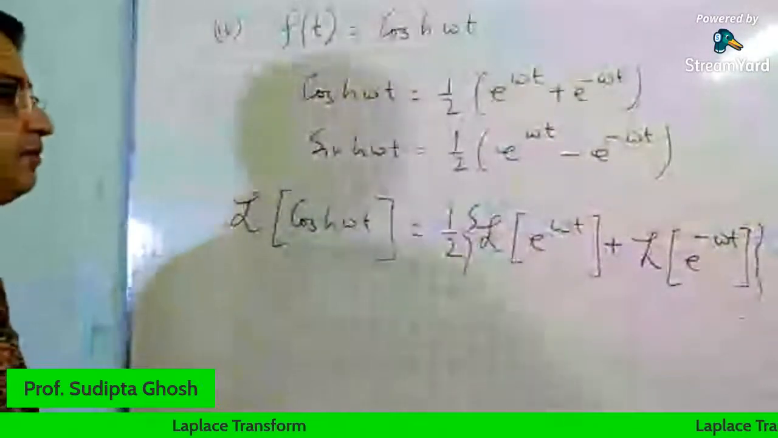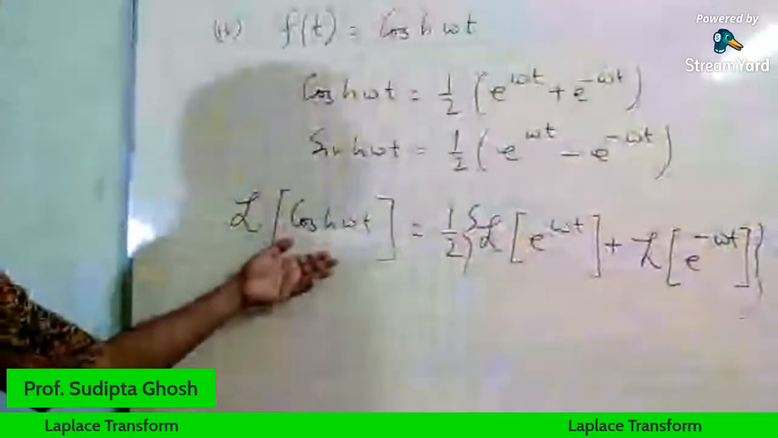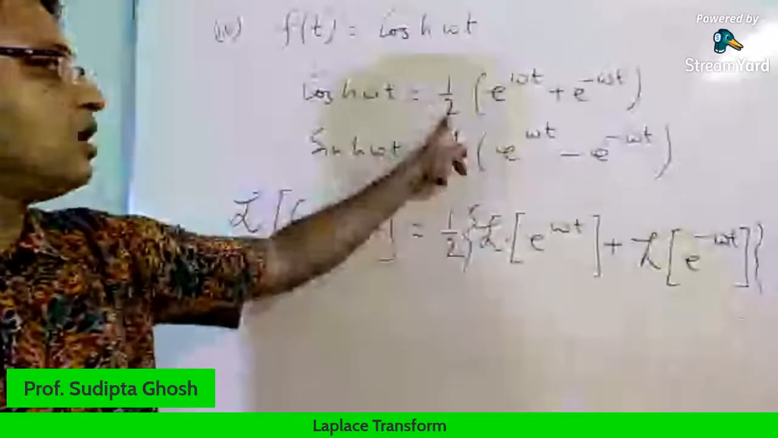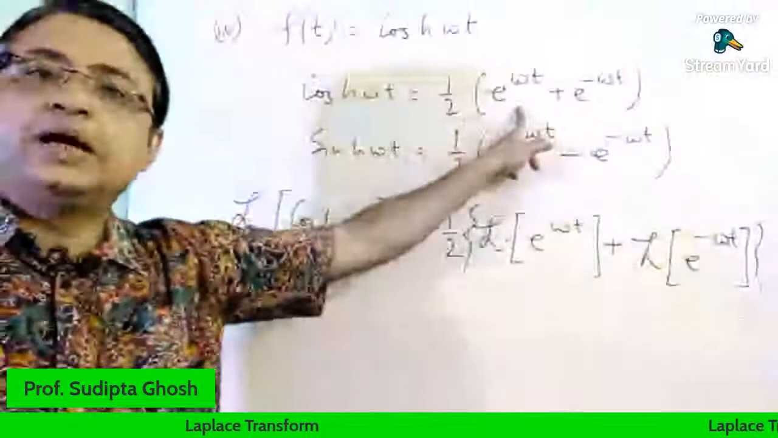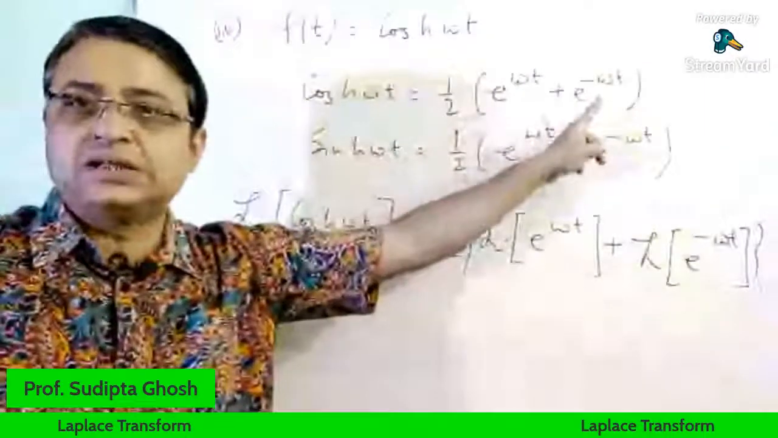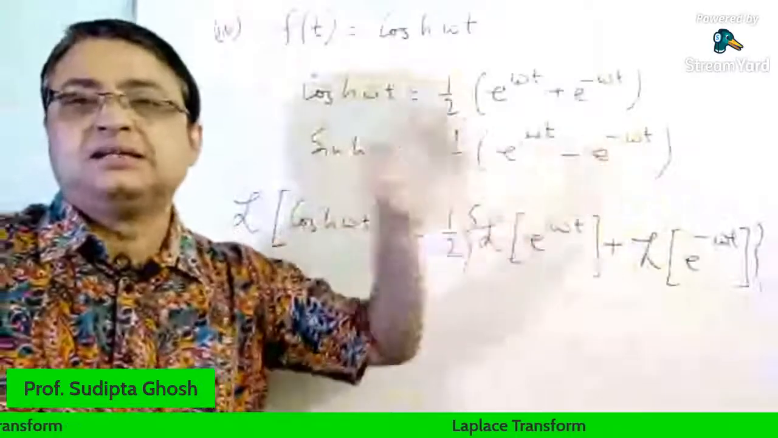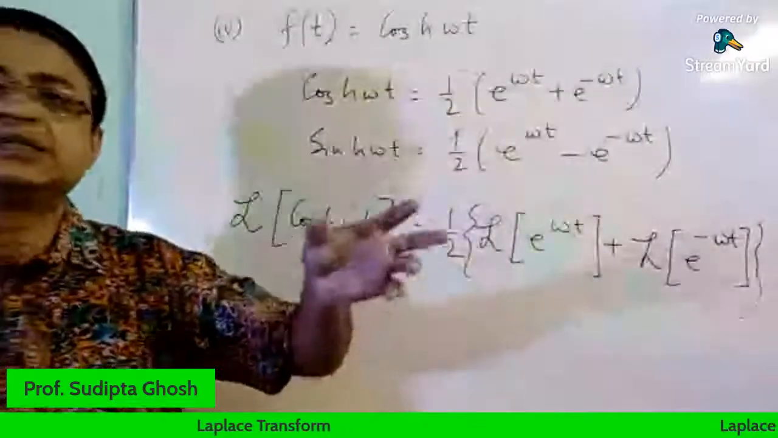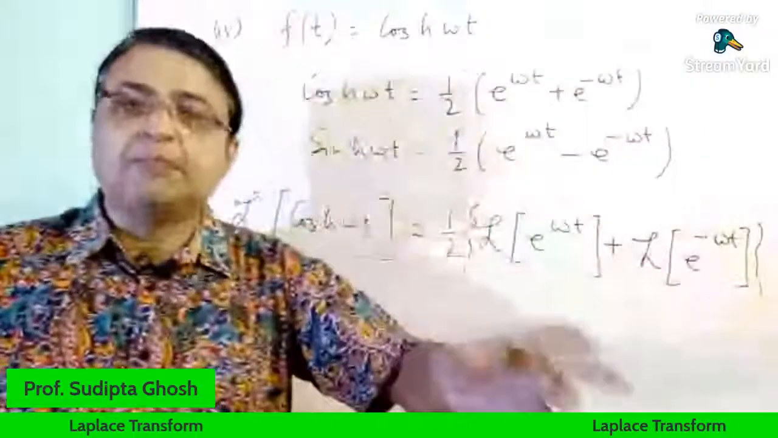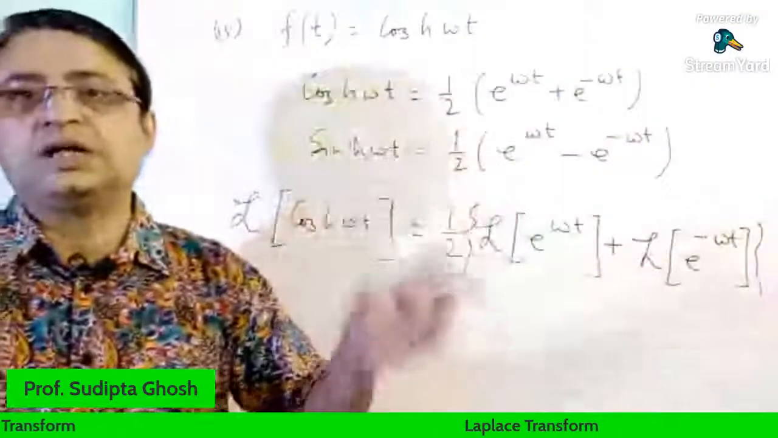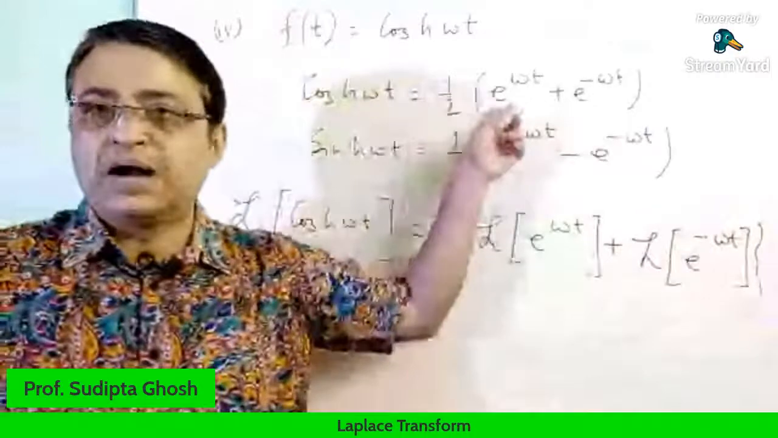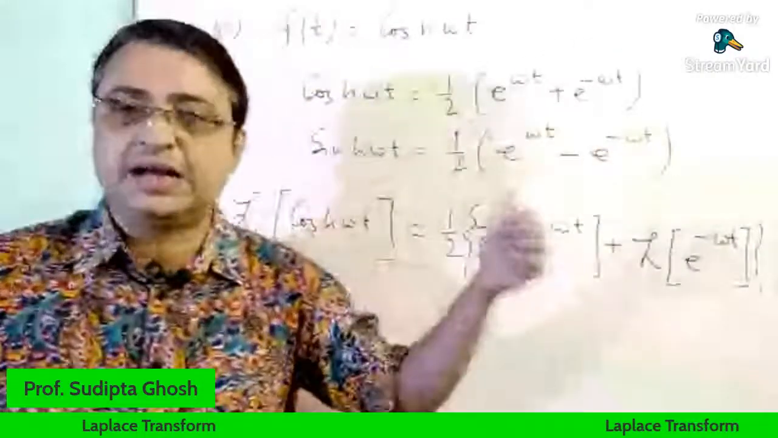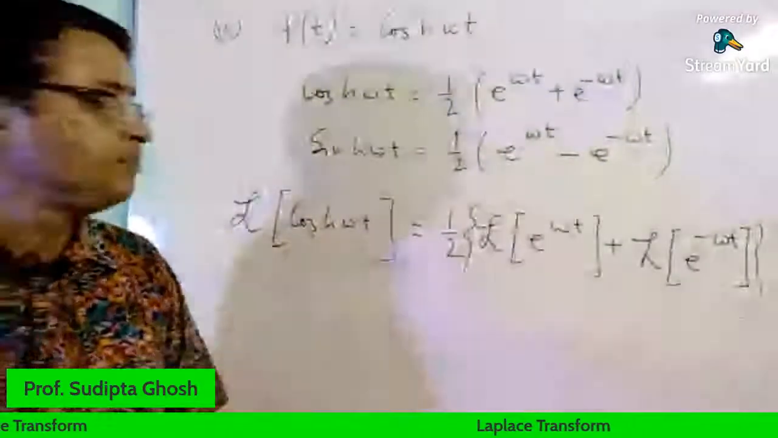Just look at this: cos hyperbolic omega t can be written as half of e to the power omega t plus e to the power minus omega t. That is, the cos hyperbolic function is written as the summation of two functions, or the linear combination of f1(t) and f2(t), as I explained earlier in the previous part.